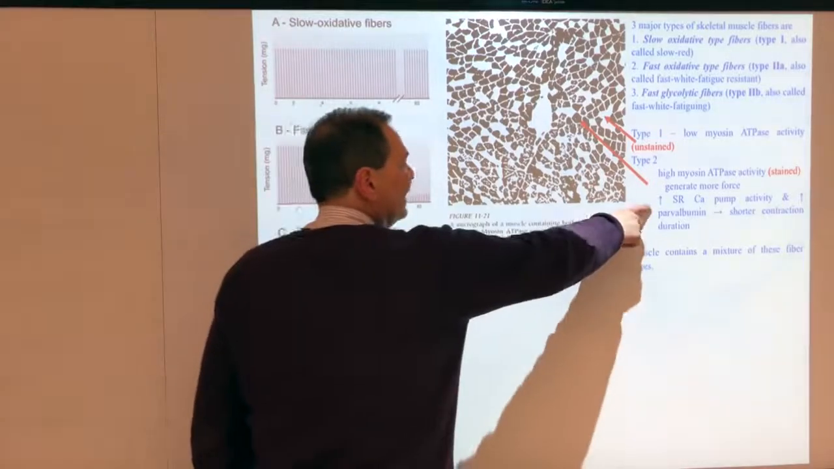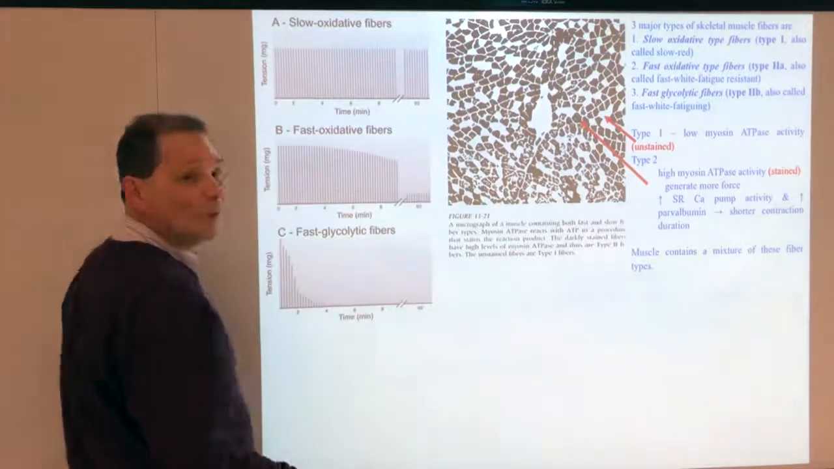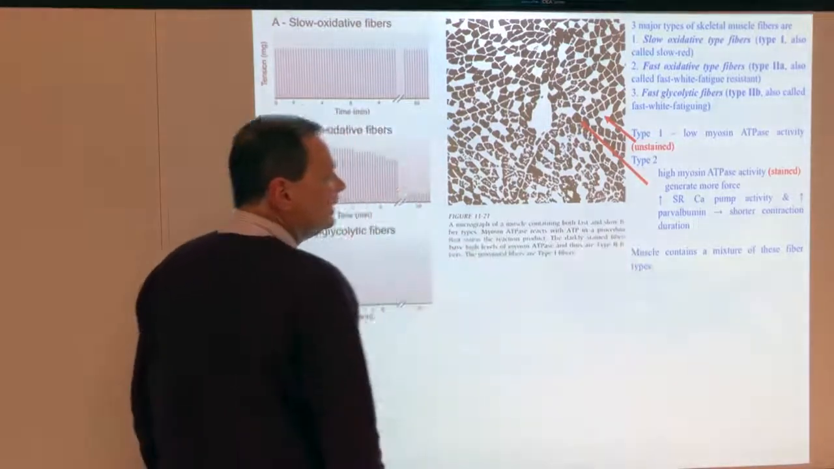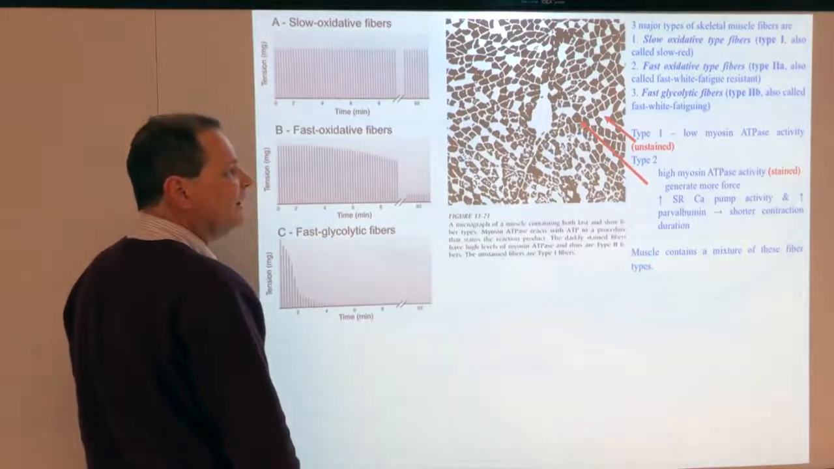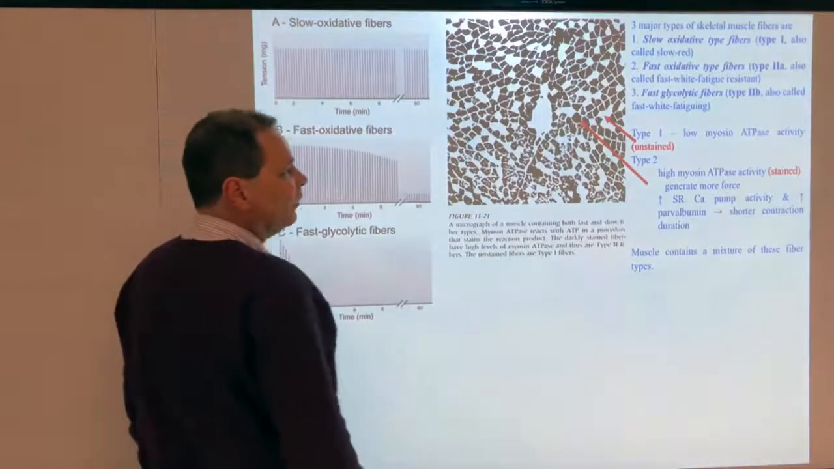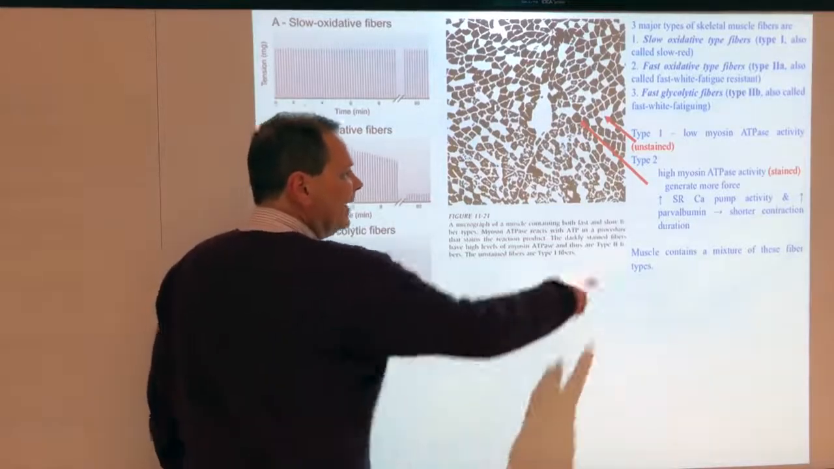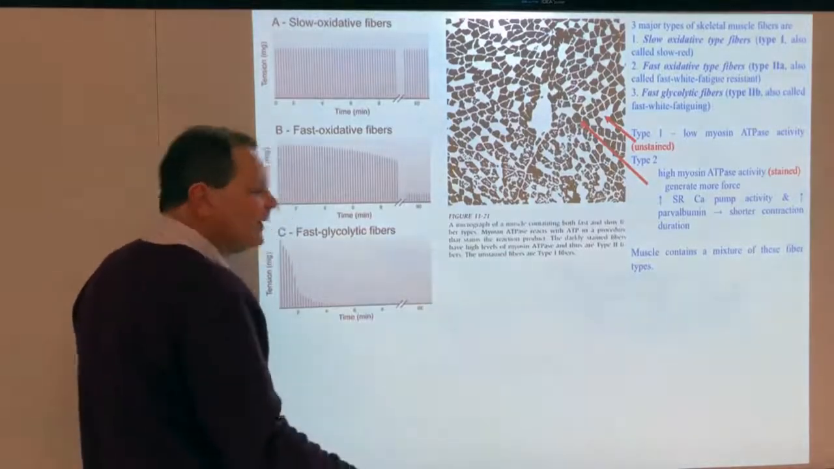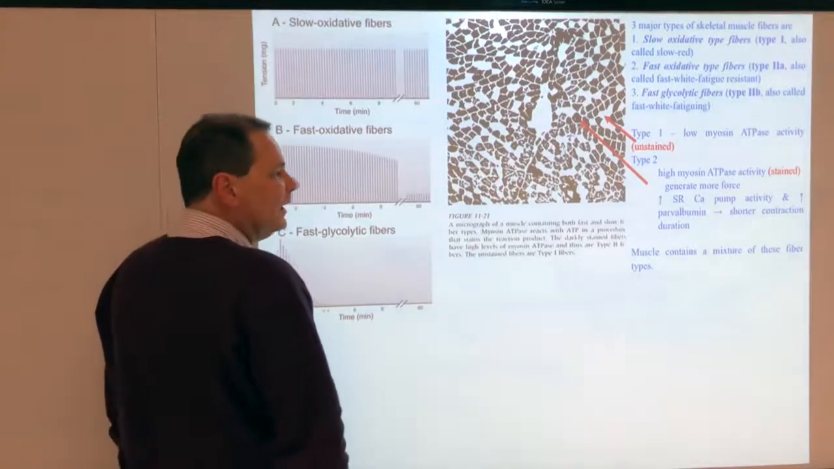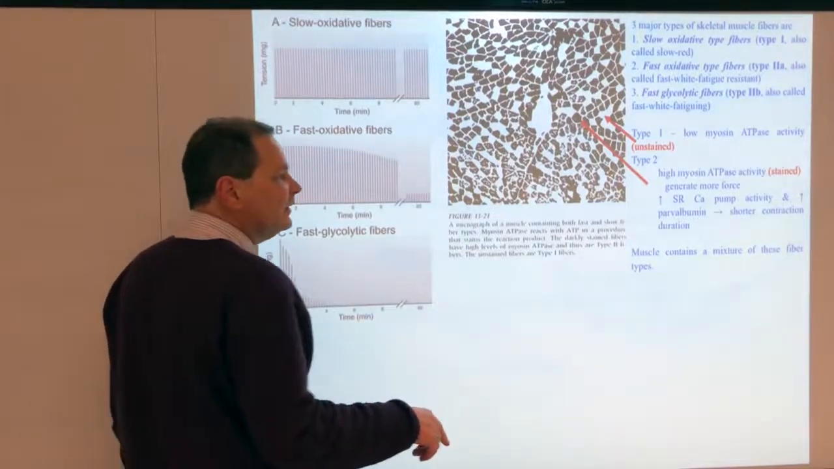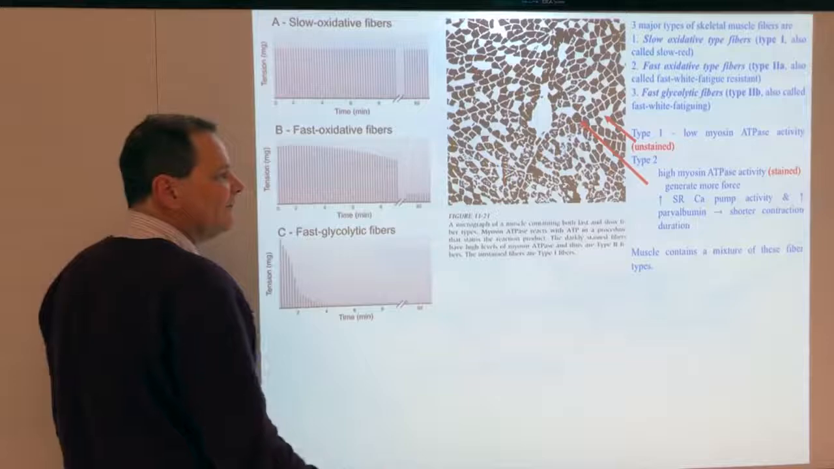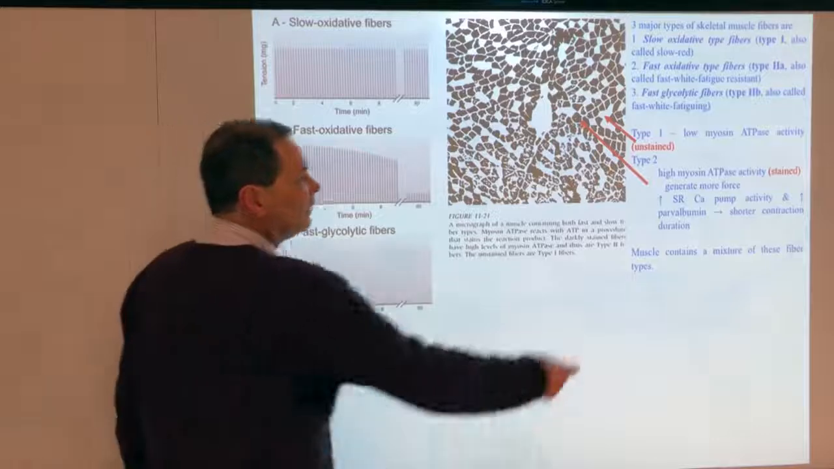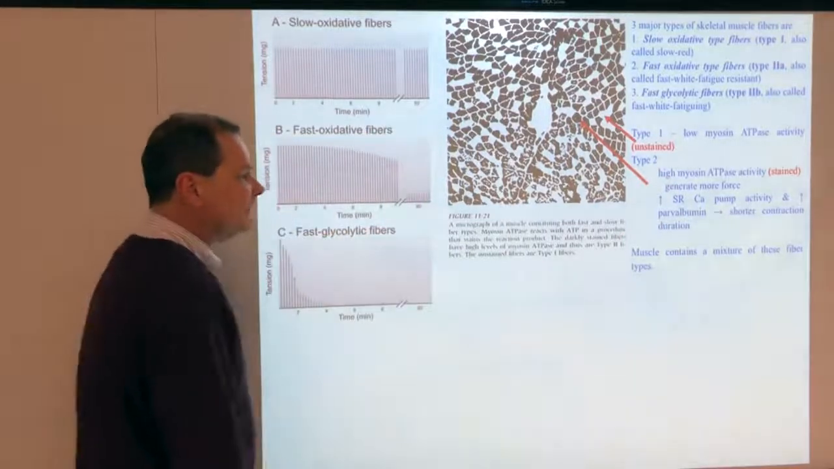The type 2 generally have a higher SR calcium pump activity. They have more parvalbumin. And so what that does is it shortens the contraction duration, but as we'll see in a minute, they tend to generate more force. So the SR calcium pump takes up the calcium quicker. The presence of the parvalbumin binds the calcium and brings it back down after the peak of the calcium transient, and that shortens the duration. But again, we have a higher force of contraction in these muscles, largely due to the higher myosin ATPase activity, of course.